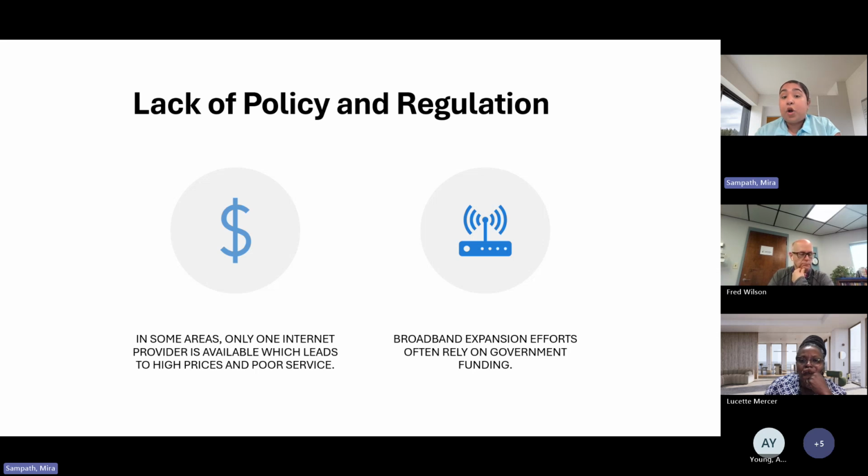And then broadband expansion efforts often rely on government funding. So I'd be remiss if I didn't mention the Affordable Connectivity Program, right? Which was this federal program that provided discounts on internet services and devices for eligible low-income households. It offered a discount of up to $30 per month. I think it actually reduced the price to $30 a month for broadband service and up to $100 for a one-time device purchase. However, unfortunately, that program did end. It's saying June 1st, but I want to say it was earlier than that, in 2024, due to a lack of additional funding to support that.